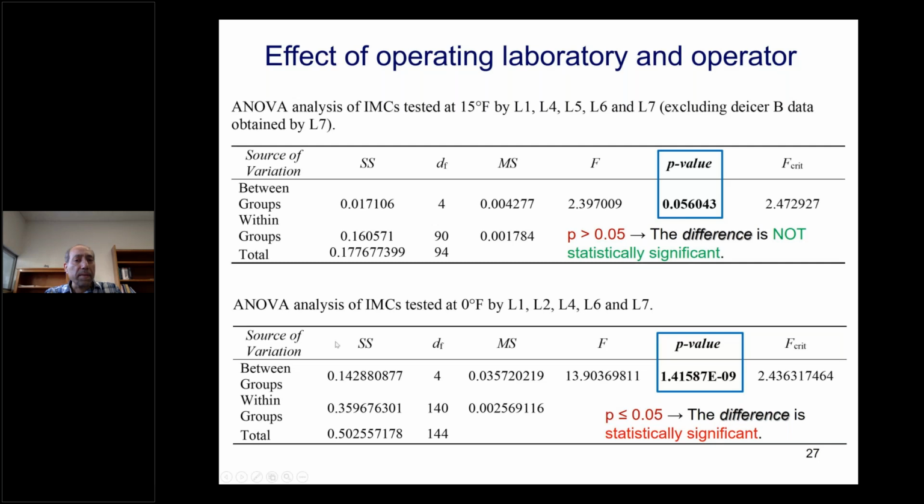But for 0 Fahrenheit, the p-value is very low, much less than 0.05. So it shows that the difference is statistically significant. Here we can see that the test temperature has a significant effect on the results. So in the next step, we wanted to see the source of this error.